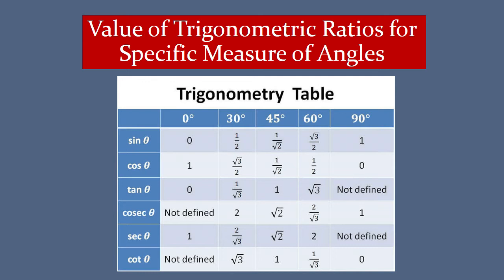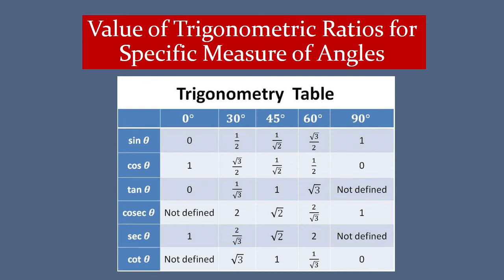Yes, 0 and 90 degrees rarely come in your problems. In most of the problems, the values asked are for 30 degrees, 45 degrees and 60 degrees. So just check these values. Sine 30 and cos 60 is 1 upon 2. Sine 60 and cos 30 is root 3 upon 2.